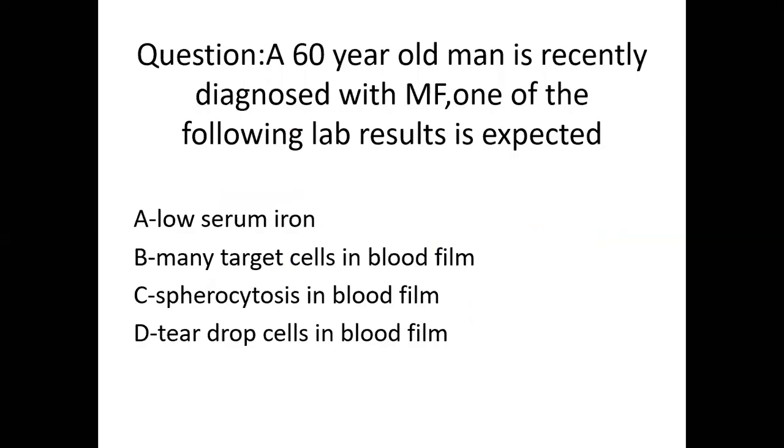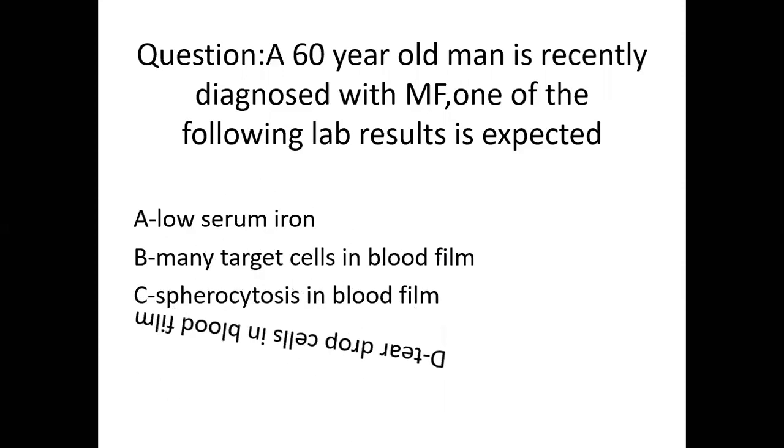Now we come to a case. A 60-year-old man is recently diagnosed with myelofibrosis. One of the following lab results is expected. A, low serum iron. B, many target cells in blood film. C, spherocytosis. And D, teardrop cells in the blood film. Also, you will find the answer in the lecture.